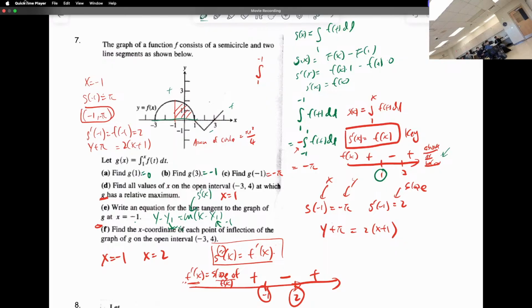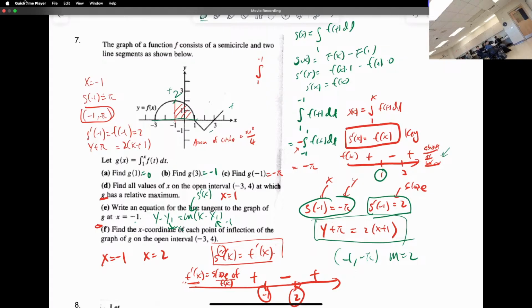So if I have g prime of negative 1 equal to 2, according to this value, it is 2. Then I can just plug in y minus y1 equals m times x minus x1, because this is just a coordinate. It's negative 1 comma negative pi, right? And the slope is going to be what? The slope is equal to 2. So you just use point slope form.